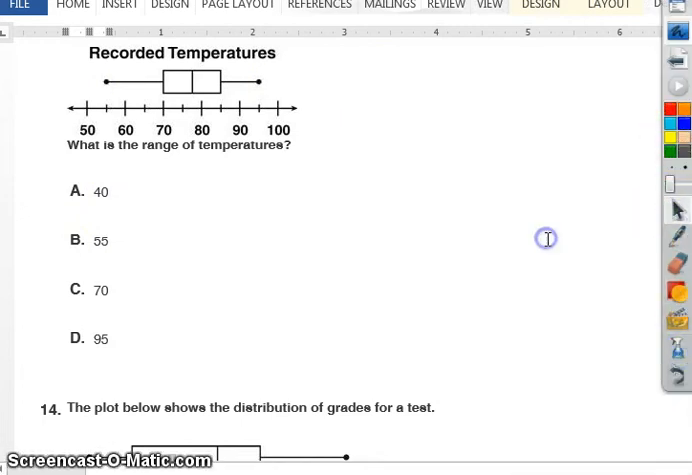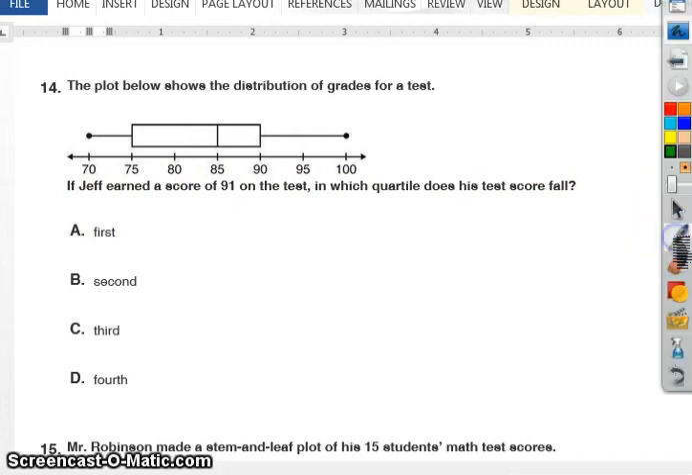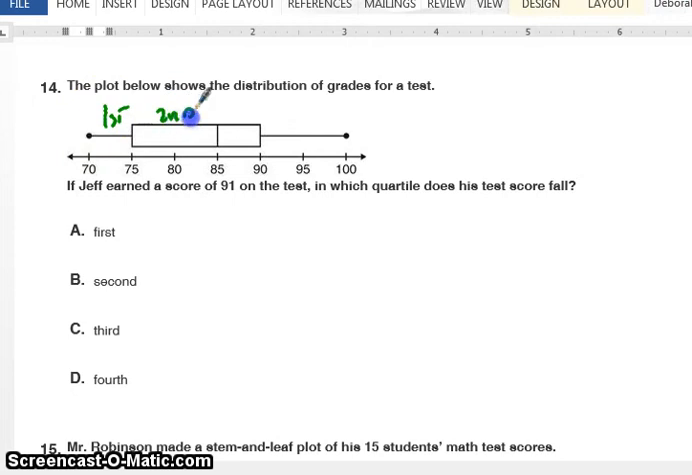All right, next we've got number 14. The plot below shows distribution of grades for a test. Jeff earned a score of 91 on the test. In which quartile does his test fall? So this is the first, second, third, fourth. He made a 91. That would be somewhere in there. So I would say fourth for that one.